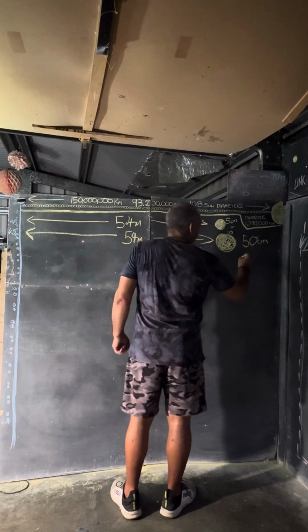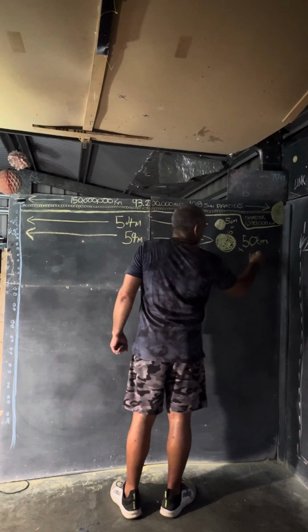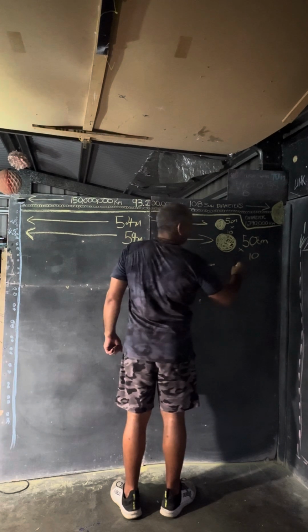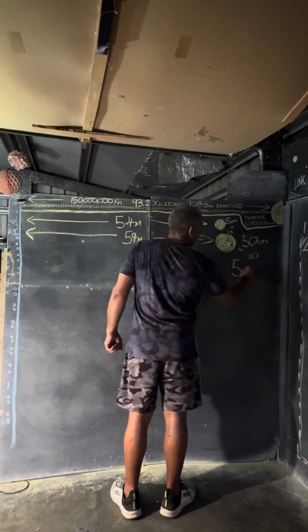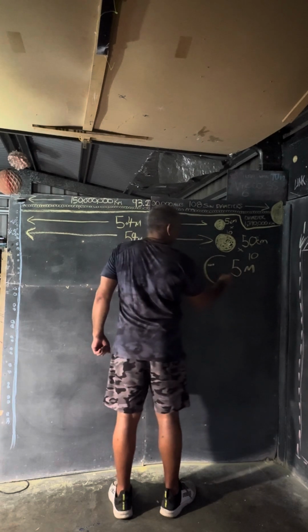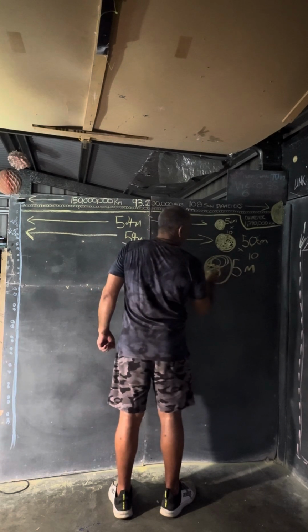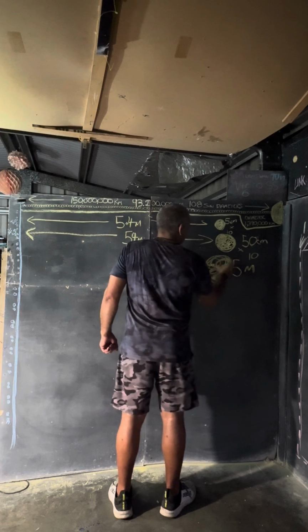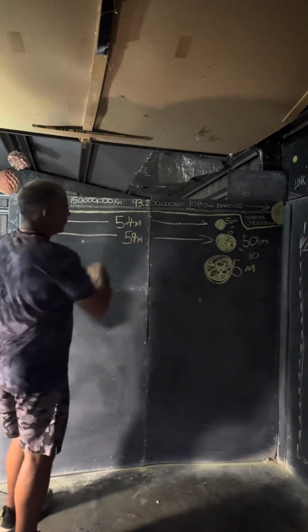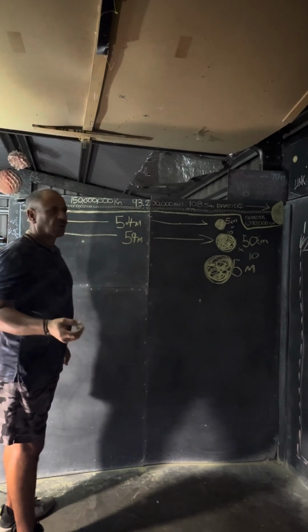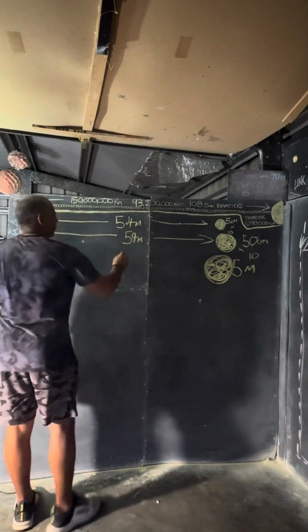Times 10 again. So we've got 50 centimeters, we've now got 5 meters. Light source with a diameter of 5 meters. We multiply the 54 meters by 10, what do we get? 5.4 kilometers.